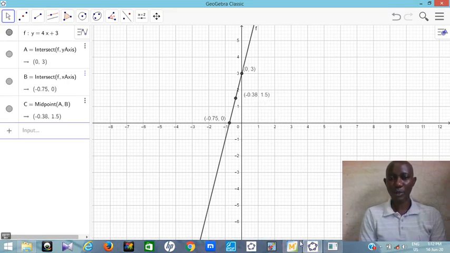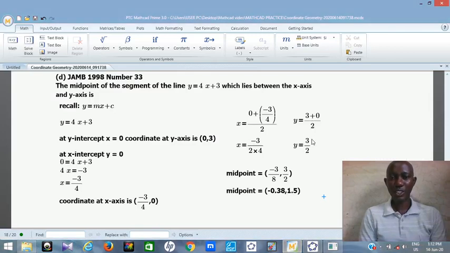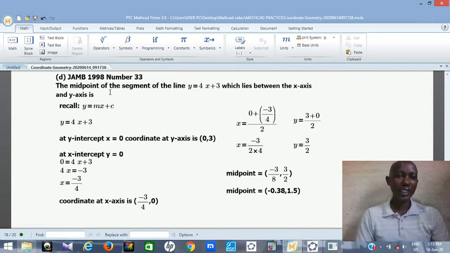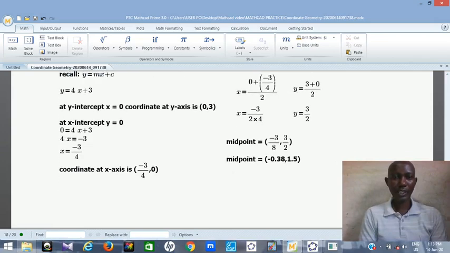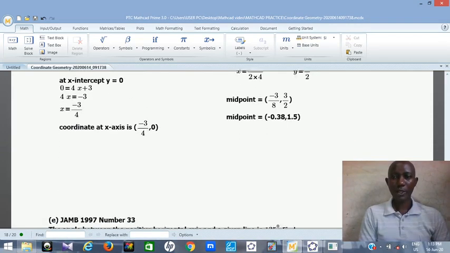So that is the midpoint, and which is correct. You can see 3 divided by 2 is actually 1.5. So that is 1998, number 33. Take note of that. Let's move to another question. Let's see how we go.